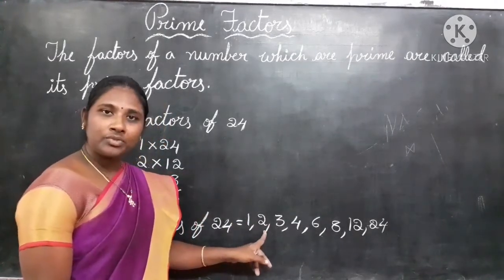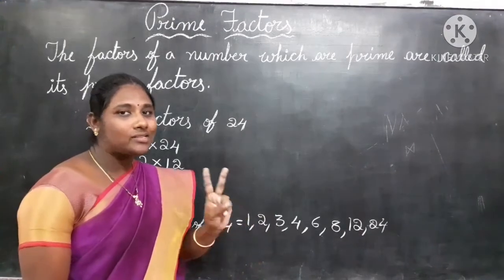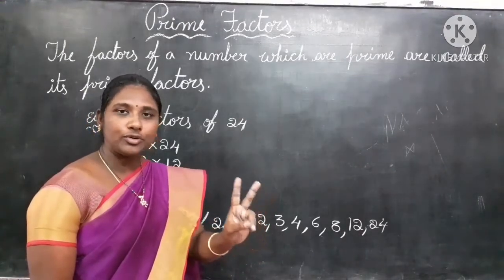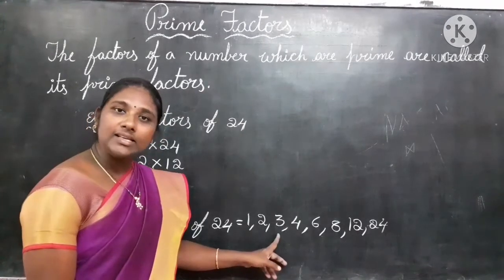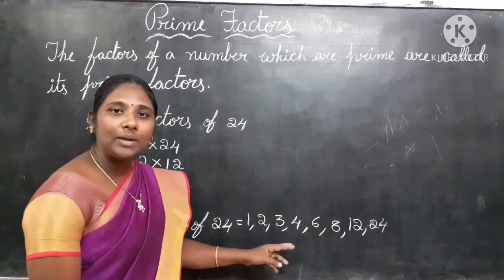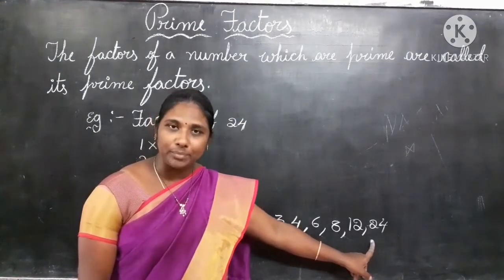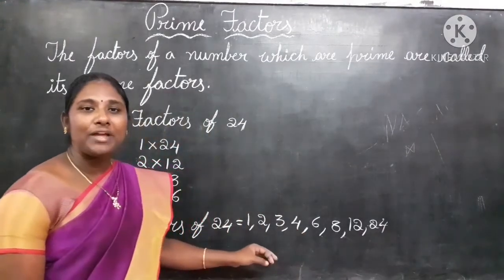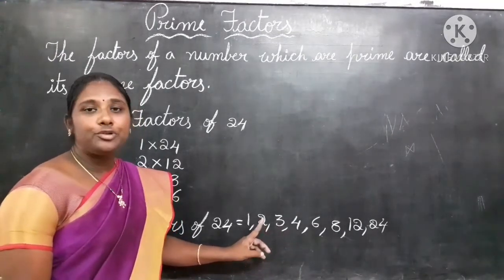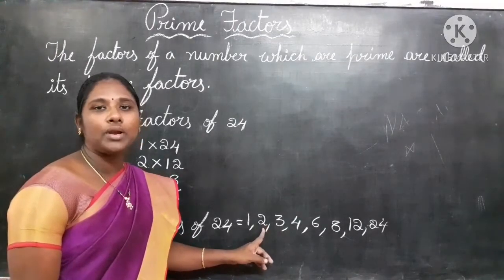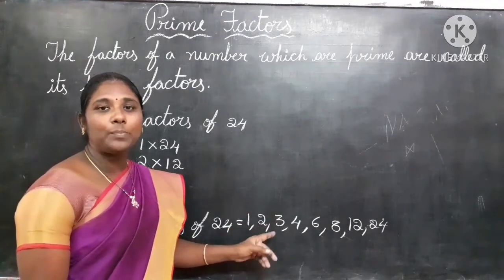Next, 2. 2 will come in what tables? 1 table and 2 table. So 2 has exactly two factors, so 2 is a prime number. Again 3. 3 is a prime number. 3 also comes in the 1 table and 3 table. All the remaining are composite numbers. So what are the prime factors here? 2 and 3 are prime factors. And 2 is special: it is an even number also. So the even prime is 2.